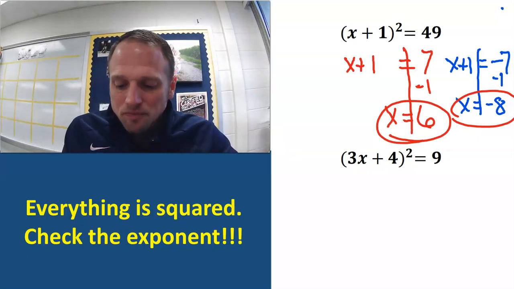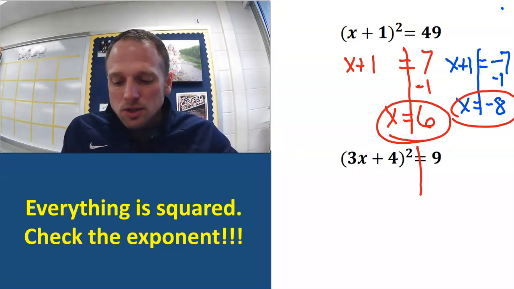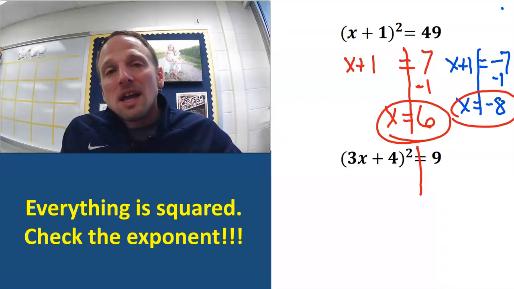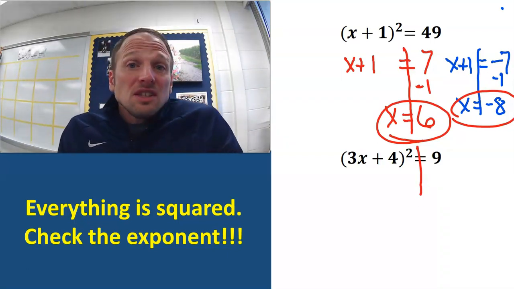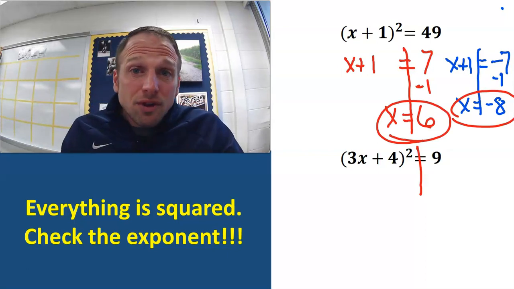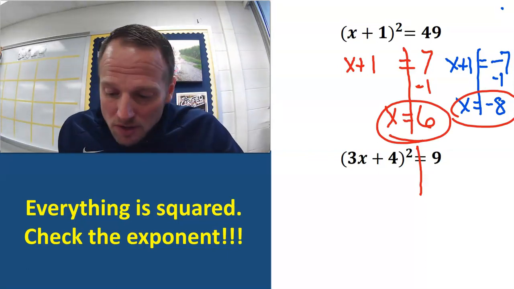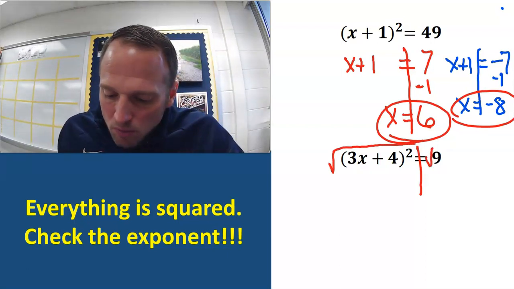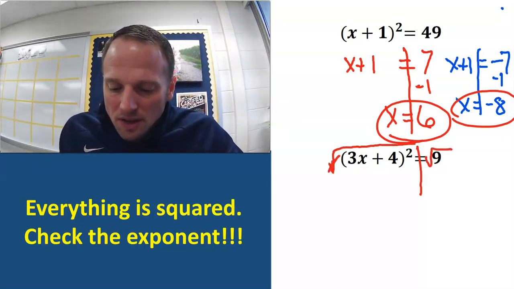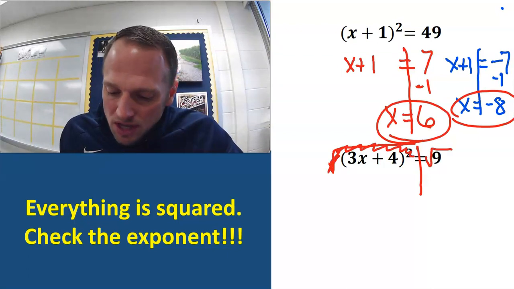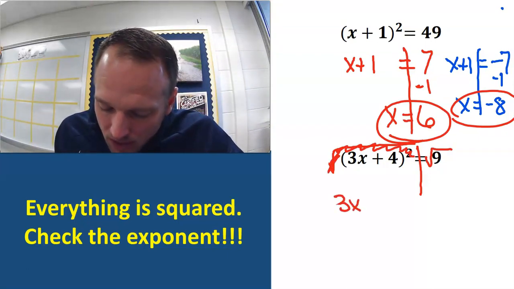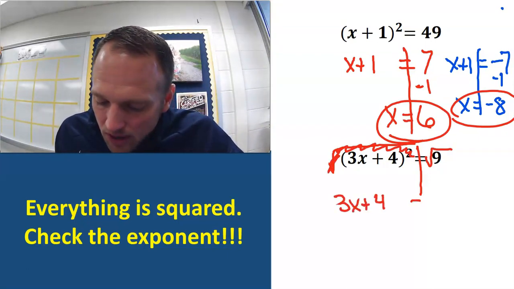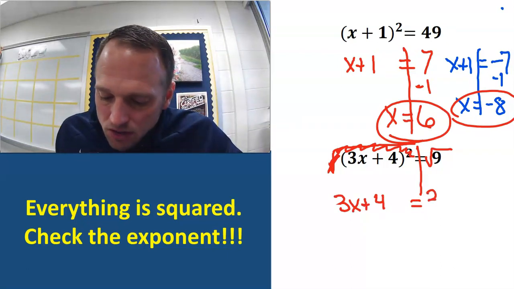Let's look at this one. So here's what I see on this one. Everything on that left side is being squared. So let's get rid of the square, since everything's being squared. Let's square root both sides. So on the left, the square and the square root will just cancel, and we're just left with 3x plus 4 equals, the square root of 9 is 3.